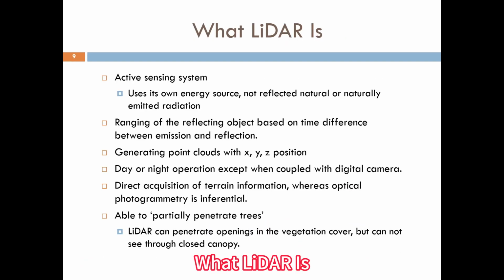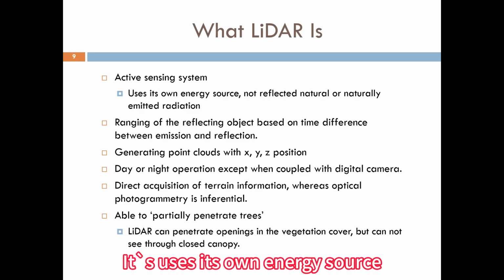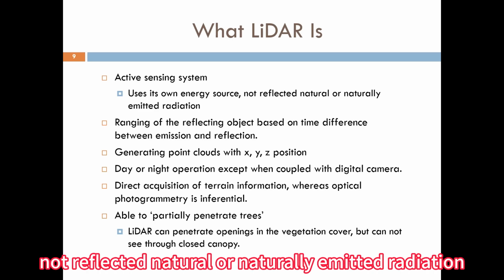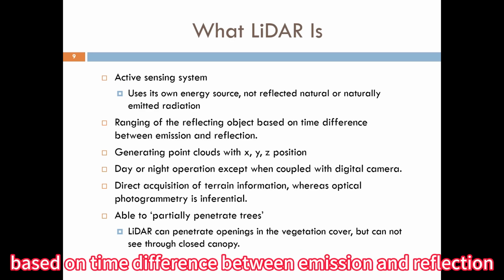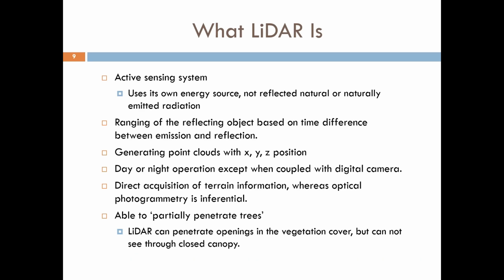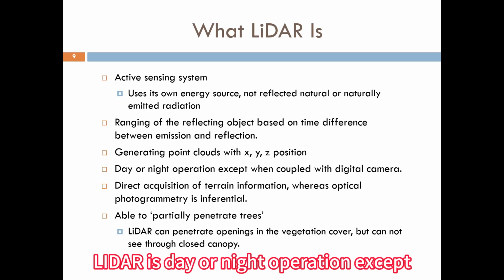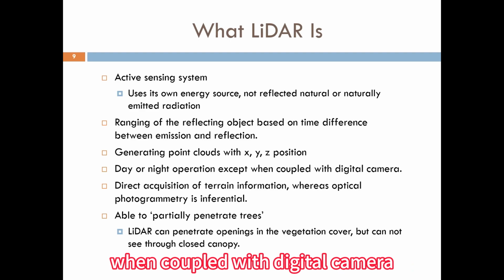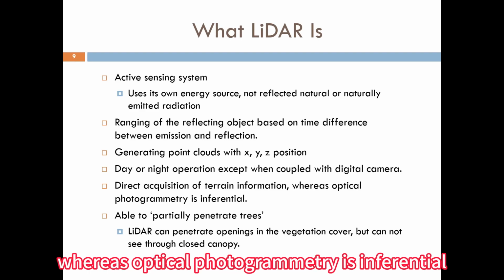What is LiDAR? LiDAR is an active sensing system. It uses its own energy source, not reflected natural or naturally emitted radiation. LiDAR is ranging of the reflecting object, based on the time difference between emission and reflection. LiDAR generates point clouds with X, Y, Z position. LiDAR can operate day or night, except when coupled with a digital camera. LiDAR is direct acquisition of terrain information, whereas optical photogrammetry is inferential.